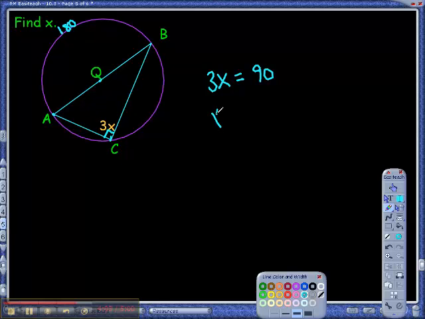So then we know that x would have to be 30. And that's all we had to do there, was find x.